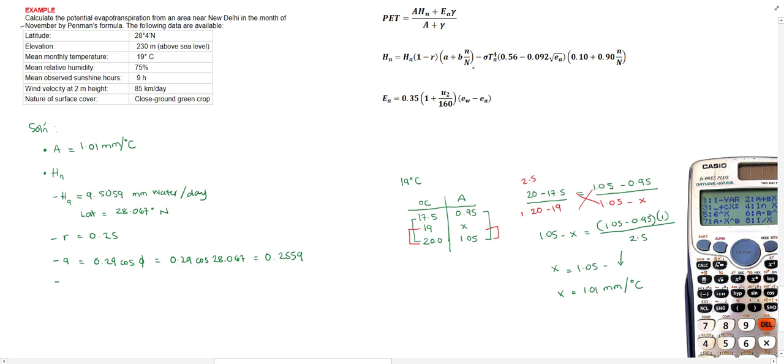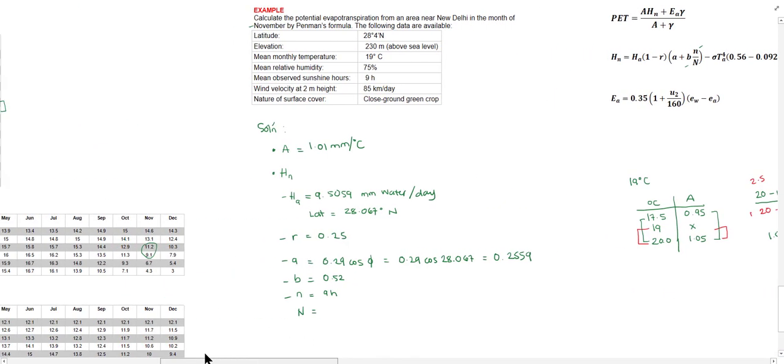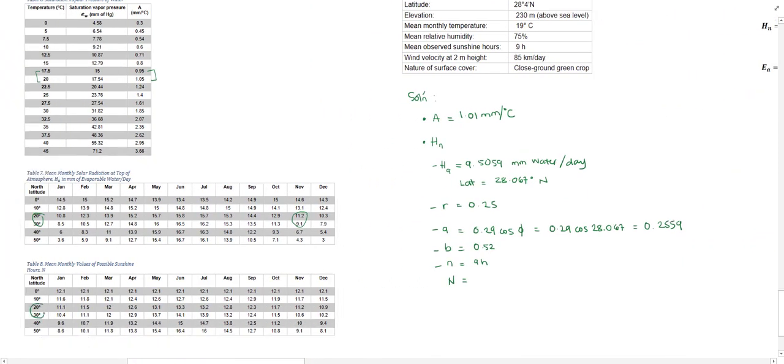and then our B is equal to 0.52, constant yan siya. And then our N is equal to 9 hours sunshine. Our N nga dako, makuha siya diri sa table number 8. Interpolate na pod nato kana siya og kani. Okay, the answer is 10.715, 16 na lang.